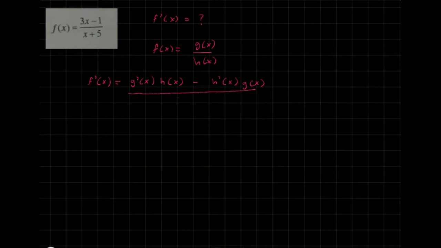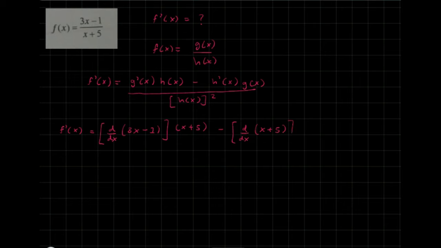And this is going to be over h of x, the denominator, squared. Okay, so if I'm finding the derivative here, if I'm using this template, f prime of x is equal to the derivative of 3x minus 1 times x plus 5 minus the derivative of x plus 5 times 3x minus 1, and this is going to be over x plus 5 squared on our denominator. So I'm looking at the derivative.